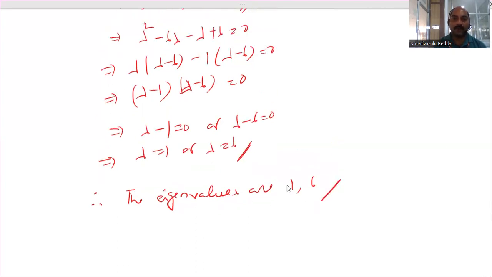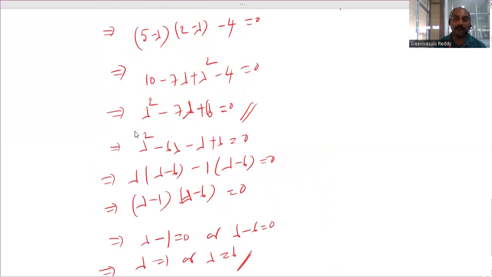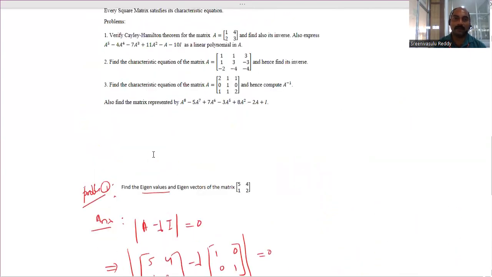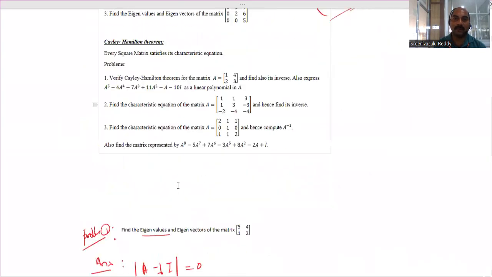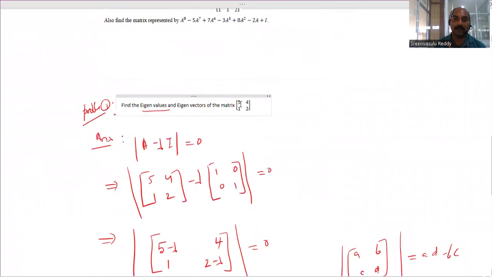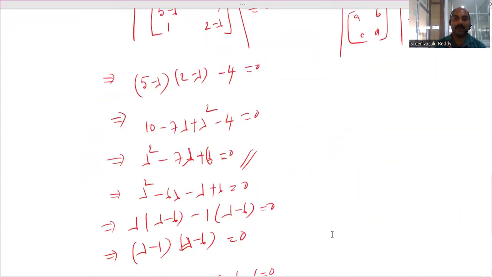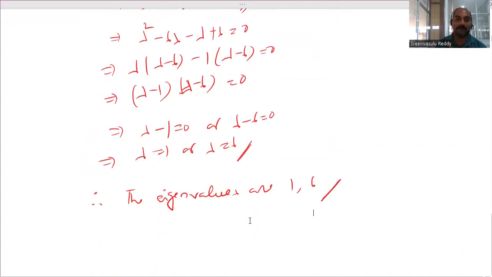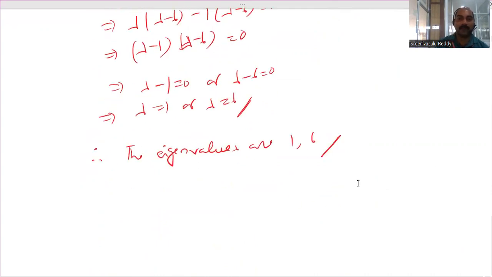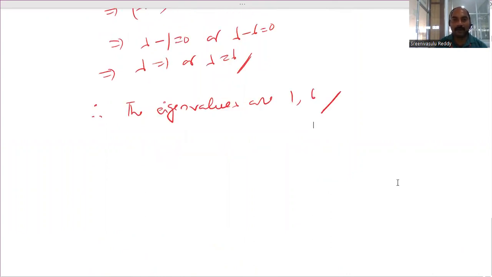Actually, the eigenvalue sum 1 plus 6 is 7. It is nothing but the trace of the matrix. Trace means the sum of the diagonal. So this is the given matrix, 5 plus 2, which is 7. So the sum of the eigenvalues is always equal to the trace of the matrix. This is a cross verification of whether the values found are right or wrong.